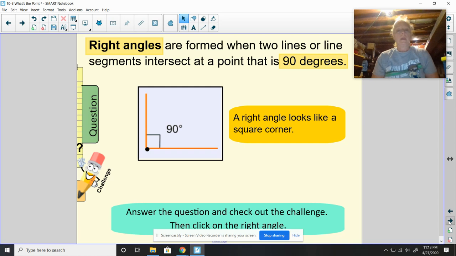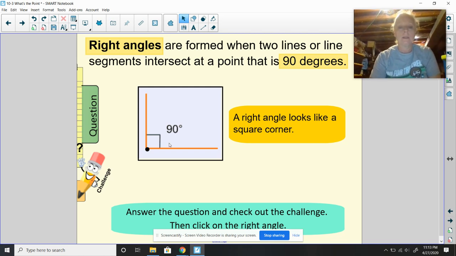All right, specific angles. First one is a right angle. Right angles are formed when two lines or line segments intersect at a point that is 90 degrees. Here's an example. I'm going to take one arm, my right, and put it straight up in the air. I'm going to take my other arm and put it straight out to my side, and I have a 90 degree angle, what we call a right angle. That right angle forms a corner, it forms a square in the corner. So we call it 90 degrees.